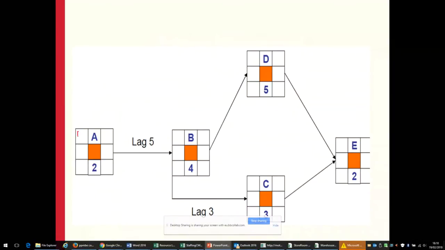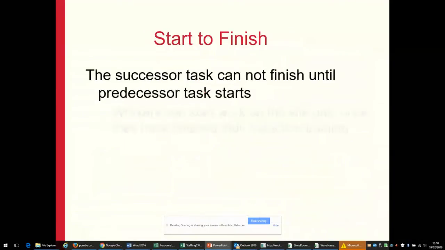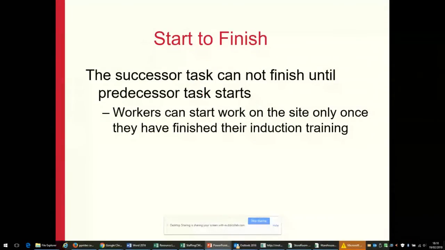So we always assume while manually scheduling a project, it starts from 0 and the duration is 2. So the early finish would be 2. And here you can see a lag of 5, which means that the subsequent activity B would be commencing on day 7. So we did some practice, and then there is another type of relationship called start to finish.